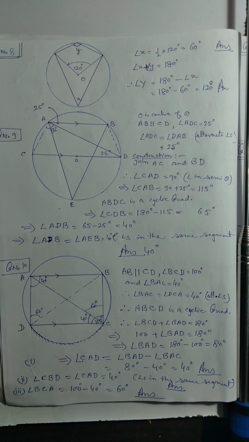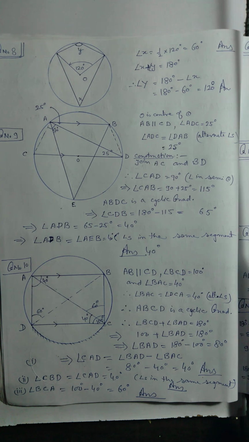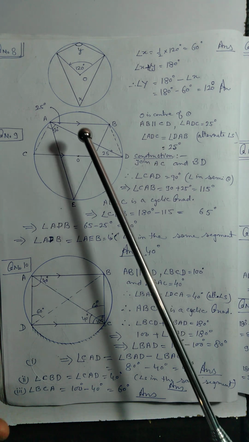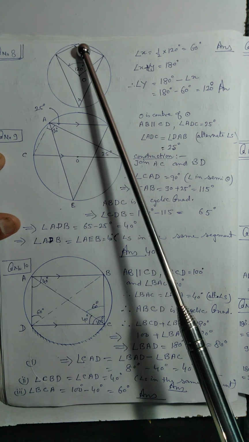ICSE Mathematics Class 10th, Chapter 14, Question number 8. In the figure, O is the center of the circle. Calculate the value of x and y. Because we have to work out the value of x and y.